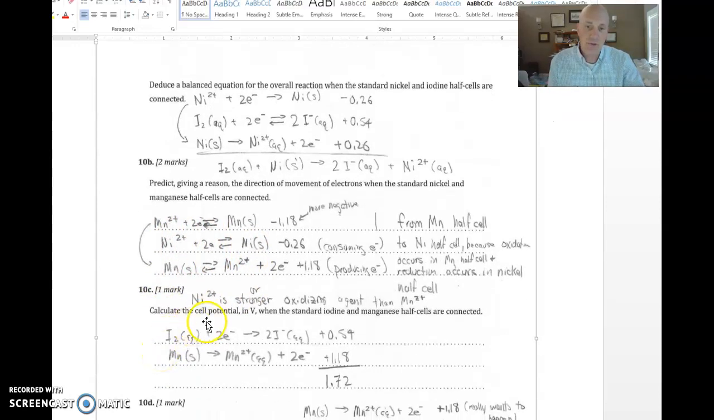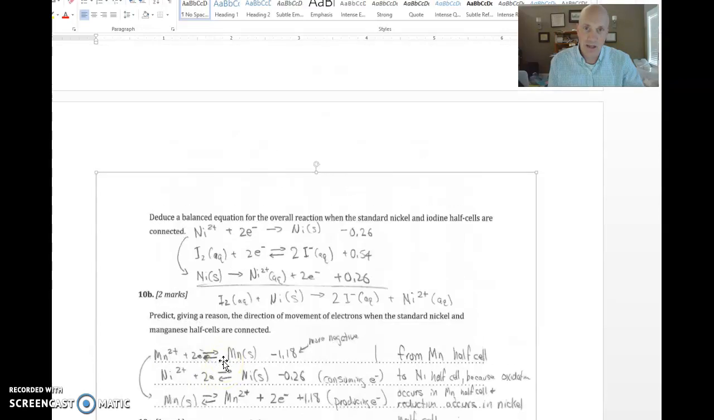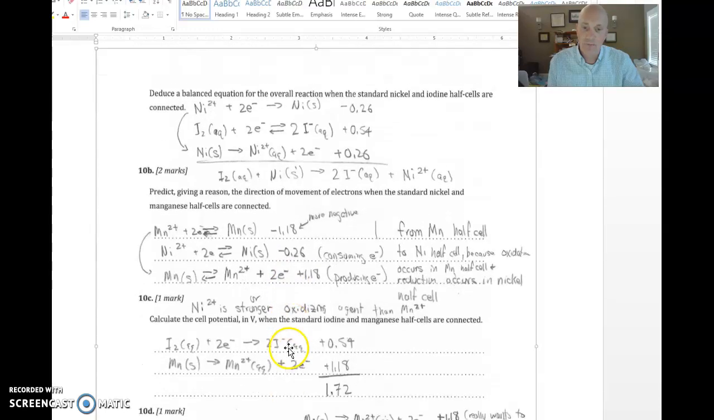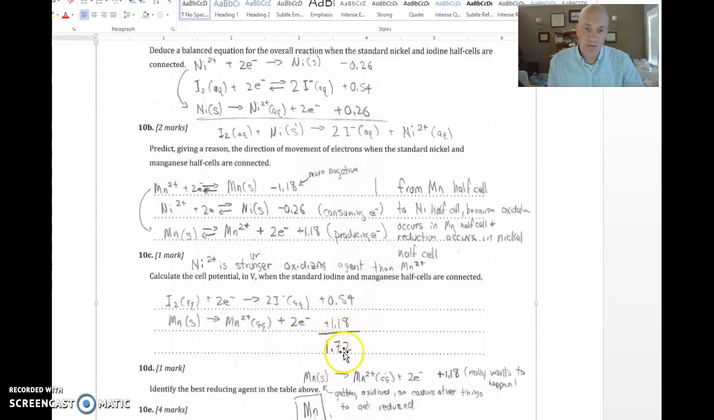In the next one, they ask you to actually calculate a cell potential comparing iodine and manganese. Again, we know that iodine, since it's the most positive, would exist as written. The manganese one you have to turn around. And when you turn that reaction around as compared to how it's written right here, you would get this, and that would give you this as a final answer.